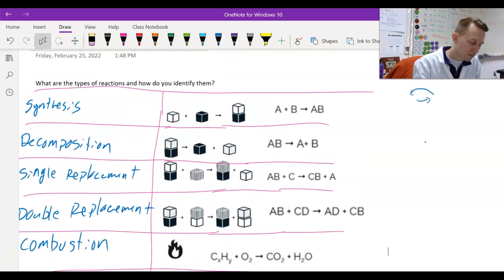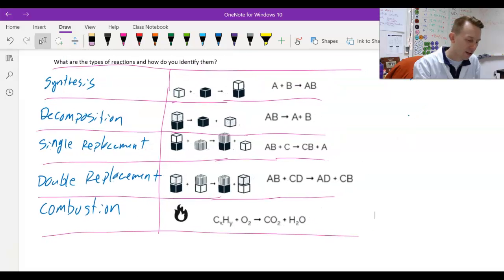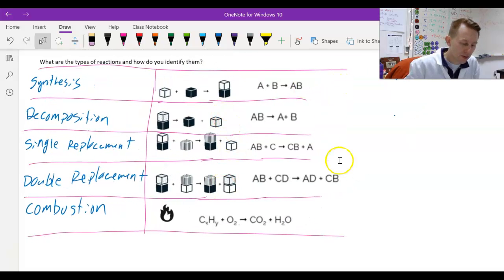So there you go. Those are your 5 different types of reactions. I don't have definitions for these, but you could create a definition yourself based off of what this stuff is, right? You don't need me telling you what these are, because you have these examples here.